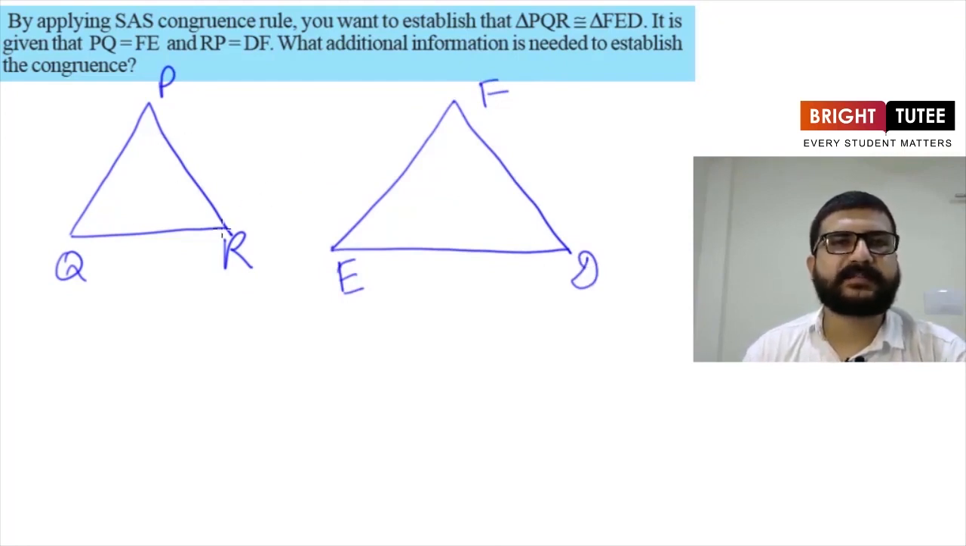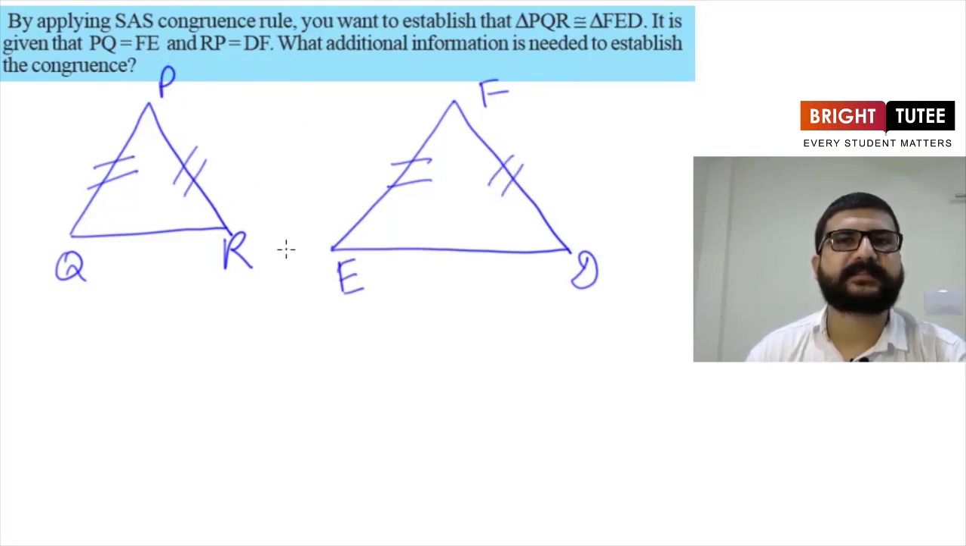So now we are having two triangles PQR and FED, and it is given that PQ is equal to FE, that is this side PQ is equal to FE, this side, and RP is equal to DF. Here is RP and this is equal to DF, that is this side. Now what else do we need? How can we use SAS criteria here? We need one angle for that. And which angle do we need?